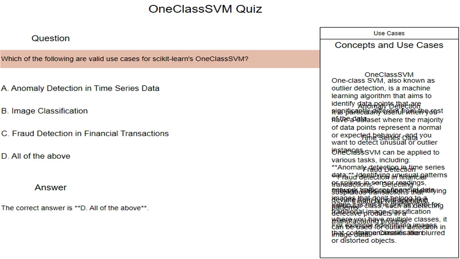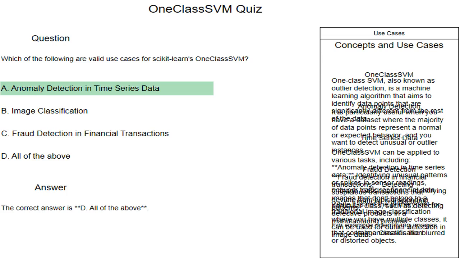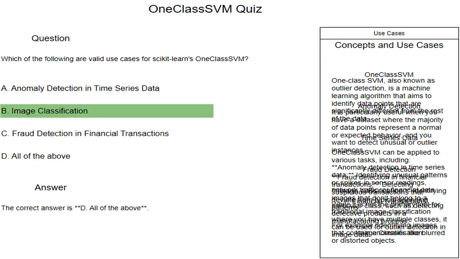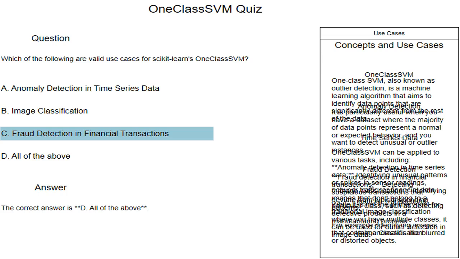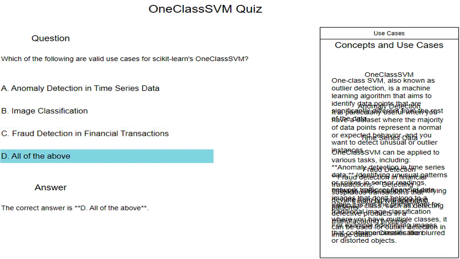Which of the following are valid use cases for scikit-learn's one-class SVM? A. Anomaly detection in time series data. B. Image classification. C. Fraud detection in financial transactions. D. All of the above.